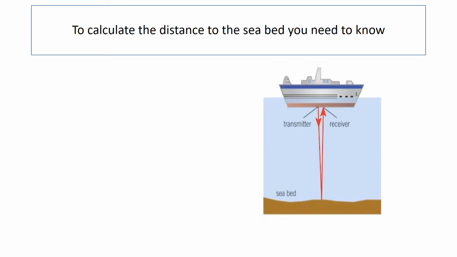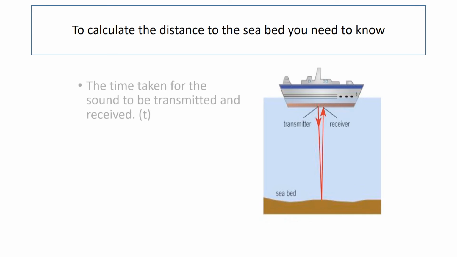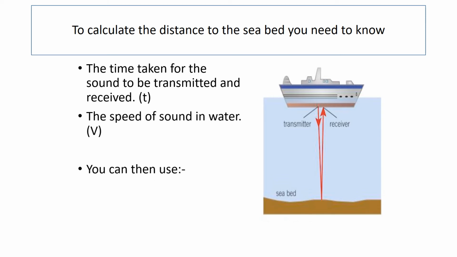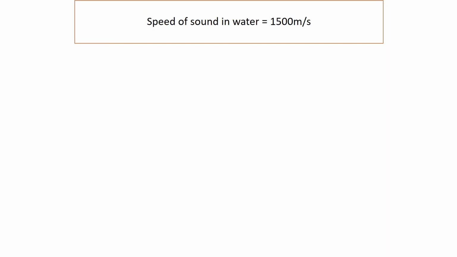So to calculate this distance, whether from a ship, dolphin or a bat, we need to know the time taken for the sound to be transmitted and received, and the speed of the sound in the water or air, and you can use these to work out the depth of the water, which is half times T times V. Now we half T because we've looked at transmitting and receiving, so we only need one of those distances, okay? That works out the depth of water.